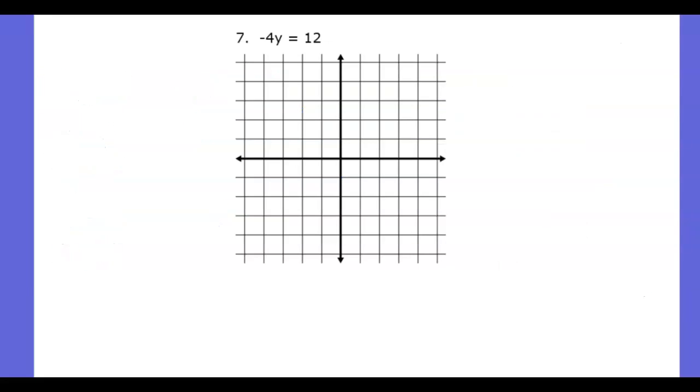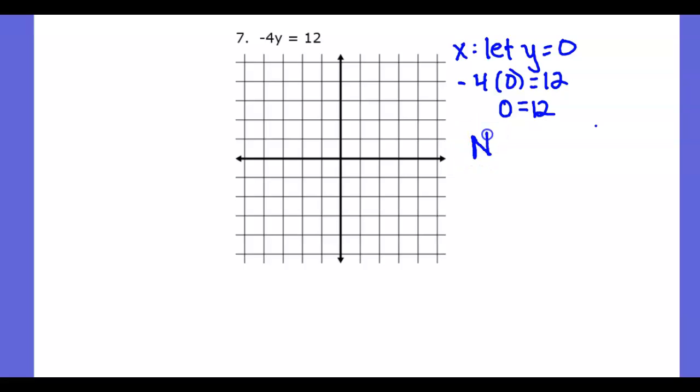Okay, so we've got one final one, example number 7. All right. Oh, actually, we've got 2. It's going to be a little special case. All right, notice we do not have an x in this equation. Negative 4y equals 12. Well, what happens if I try to find the x-intercept? Well, I know I need to let my y be 0. Well, what happens there? I get negative 4 times 0 equals 12. 0 equals 12. Well, I know that's not true, so there is no x-intercept.